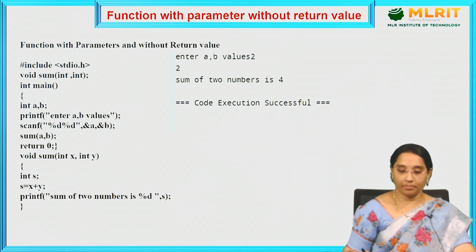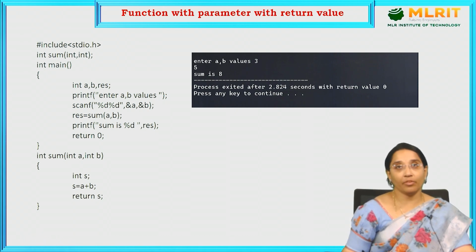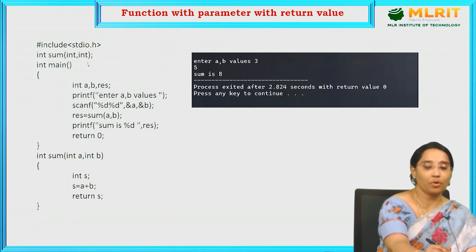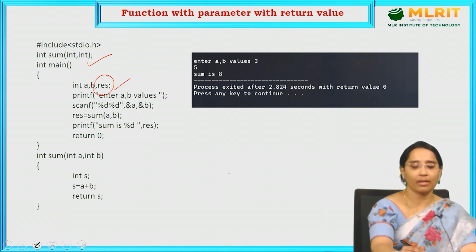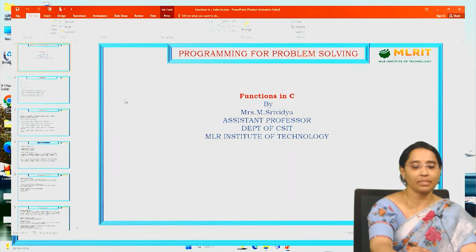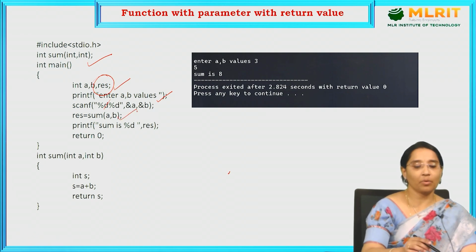Next category is the fourth category, function with parameters and with return value. This is the last category. It means we need to pass the parameters, and after executing, we need to return the value back to the calling function. So it is int sum of int comma int, a comma b comma res. To store the result, we have taken a variable res. You can take c, any variable you can declare. Enter a comma b values, scanf %ld comma address of a comma address of b, and then the result res is equals to sum of a comma b.